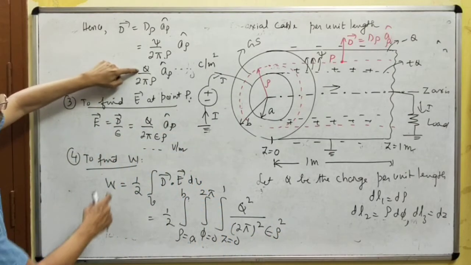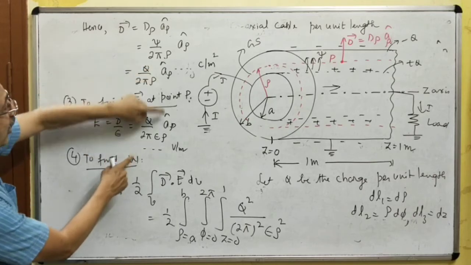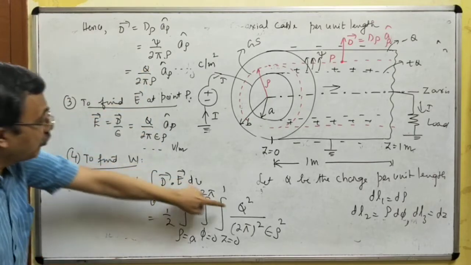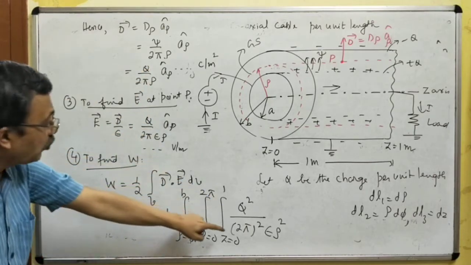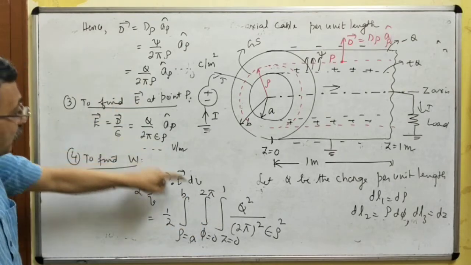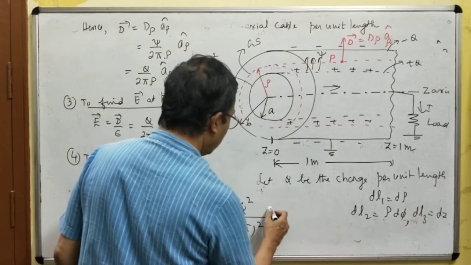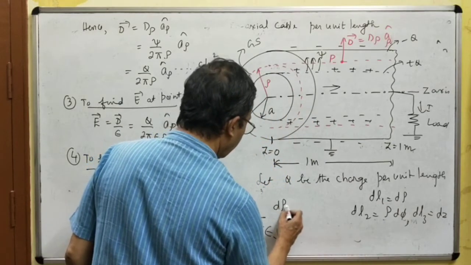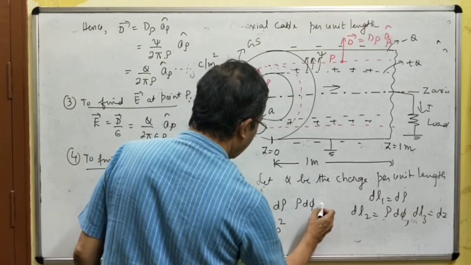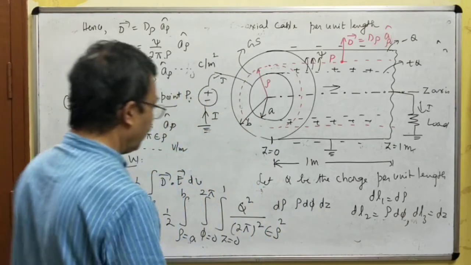Vector D is given here, vector E is given. Take the dot product. A rho cap dot a rho cap is 1. Q into Q is Q square. 2 pi into 2 pi is 2 pi whole square. Rho into rho is rho square epsilon. What is dV? dl1, dl2, dl3. So it is d rho, rho d phi, dz. This is the expression.